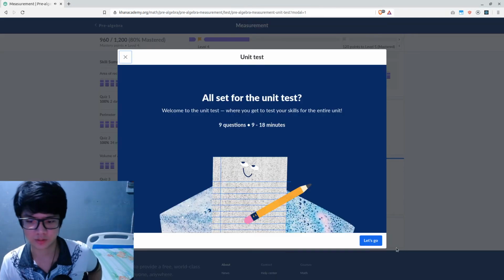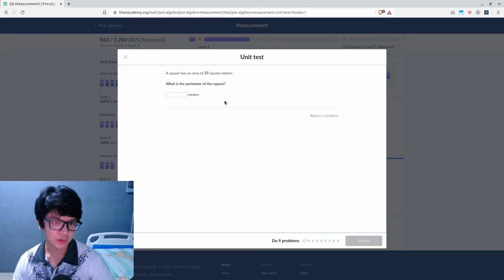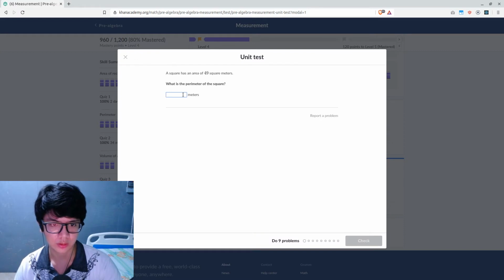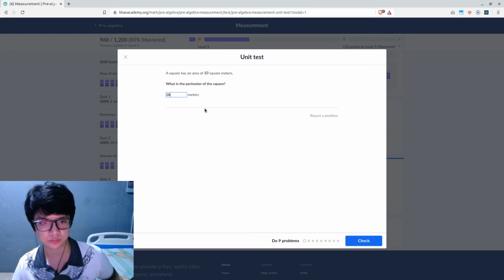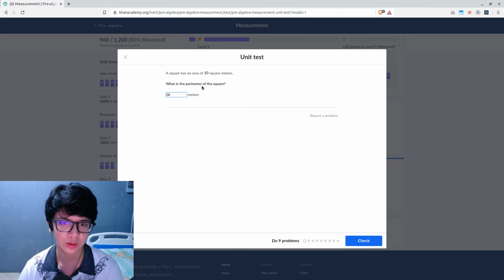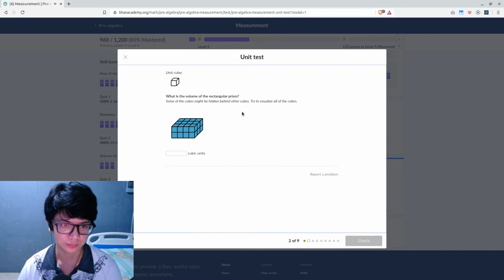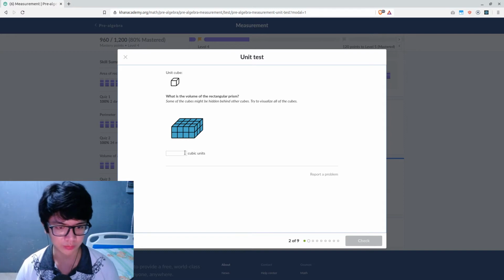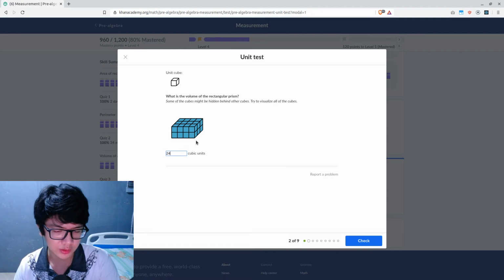So the unit test, 9 questions only. Okay, cool. The square has an area of 49 square meters. What is the perimeter of the square? 7. 28. It's because 7 times 7 square is gonna be 49. It's gonna be 8 times 3 is 24. Let's verify that. We have like 4 times 2, 8 times 3.